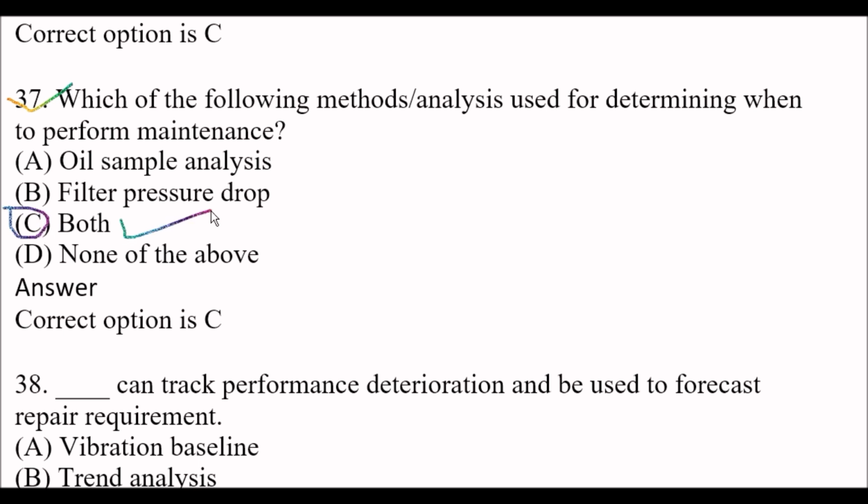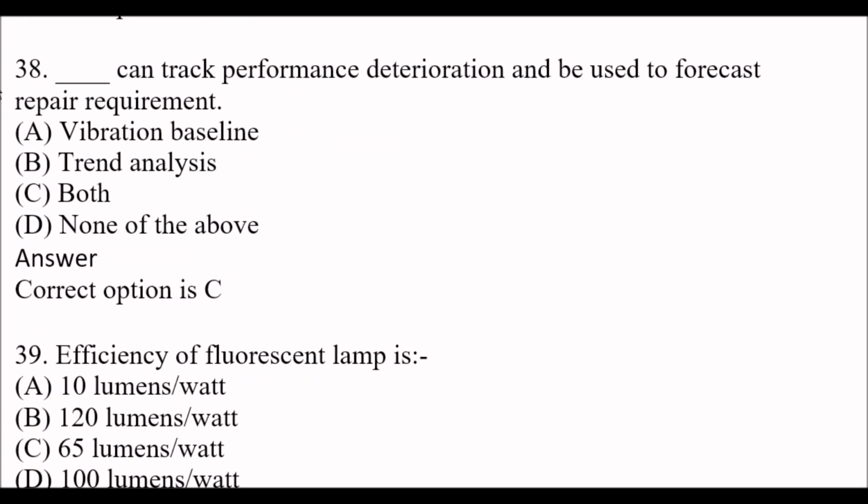Okay. So, the method analysis used for determining when to perform maintenance. First method is oil sample analysis and second method is filter pressure drop. Next question. Blank space can track performance deterioration and be used to forecast repair requirement. Option A, vibration baseline. Option B, trend analysis. Option C, both. Option D, none of the above. Right answer is option C, both.